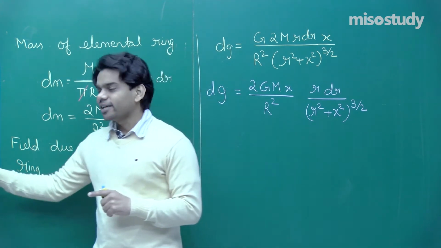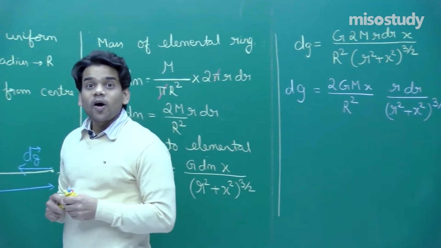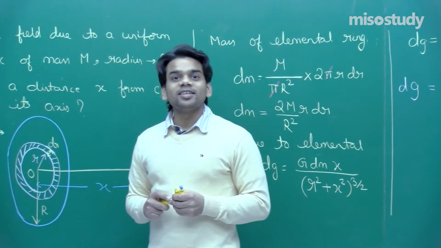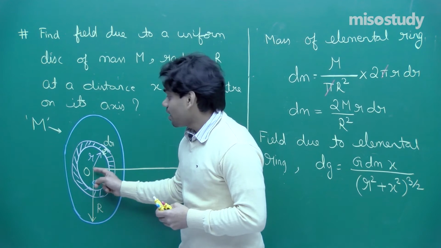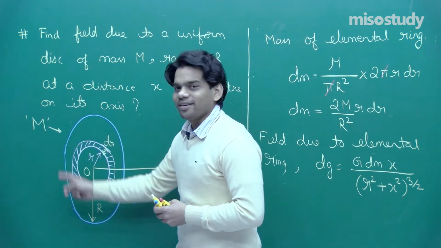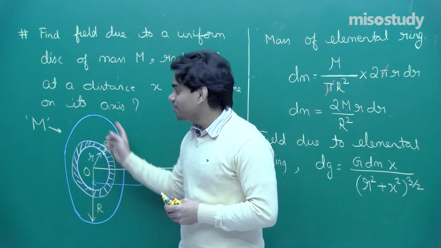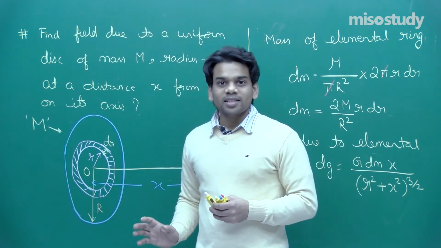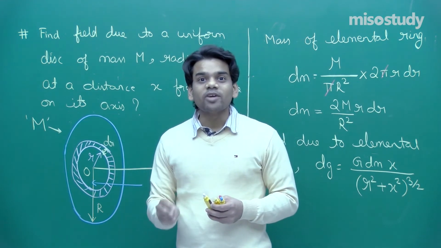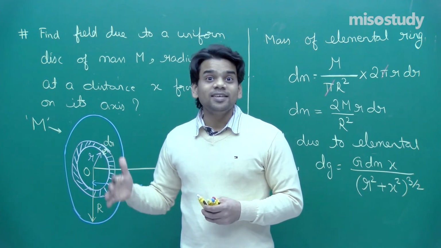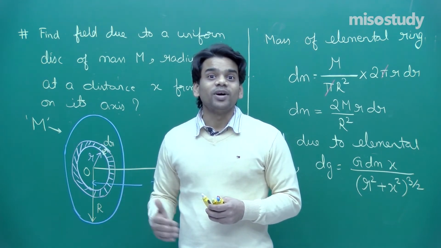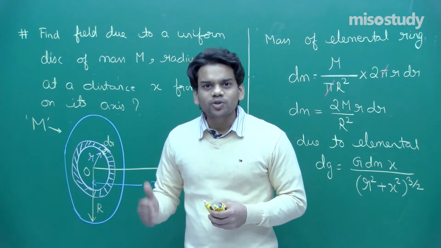What you have to do now? Switch to the diagram. We got the variation of field strength in terms of r. Now when r will be 0, the ring will be lying here. When r equals capital R, the ring will be lying here on the periphery or the boundary of the disk. Then it means that small r should vary from 0 to capital R to cover the entire disk. You can easily evaluate the field strength by varying the value of small r from 0 to capital R.